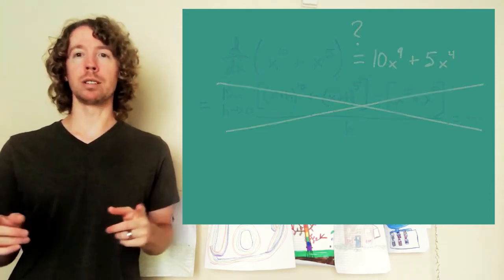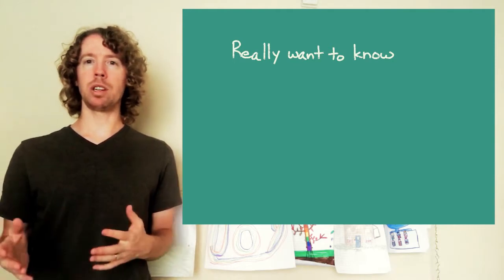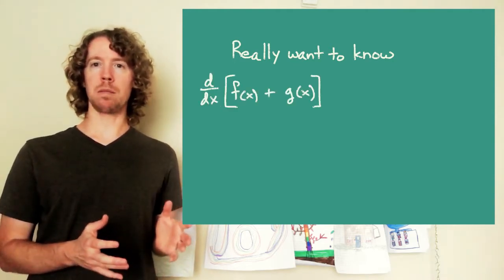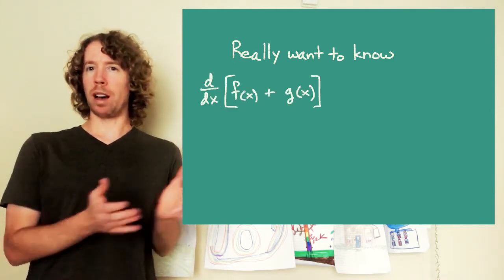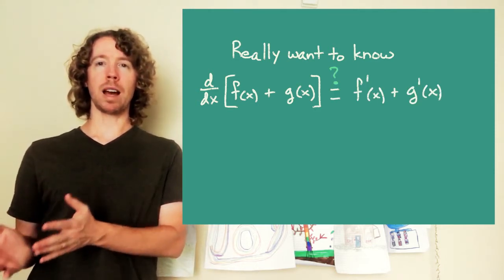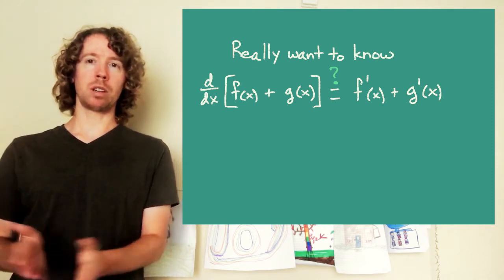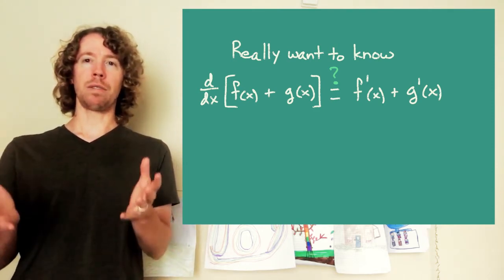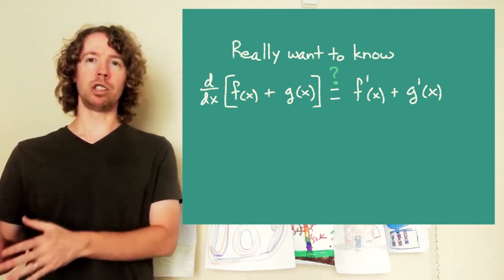My big question really is, if I have f of x plus g of x and I take the derivative of that sum, is that just going to be equal to f prime of x plus g prime of x? And so to get at that question, I'm just going to use the definition of derivative on the function f of x plus g of x.